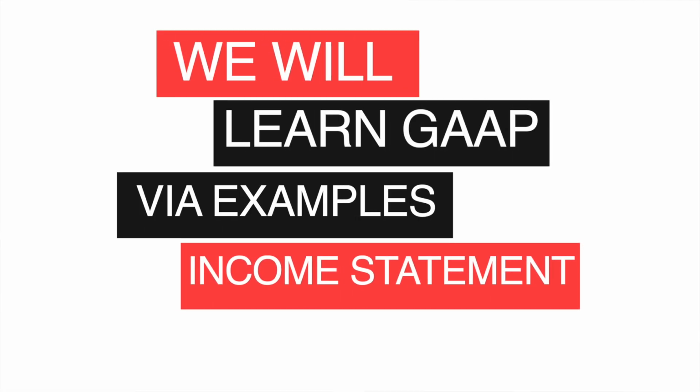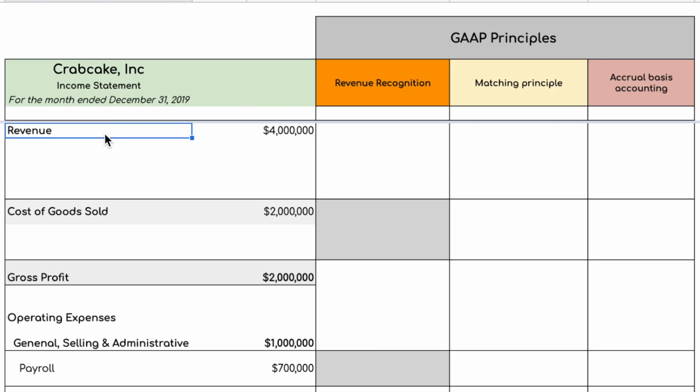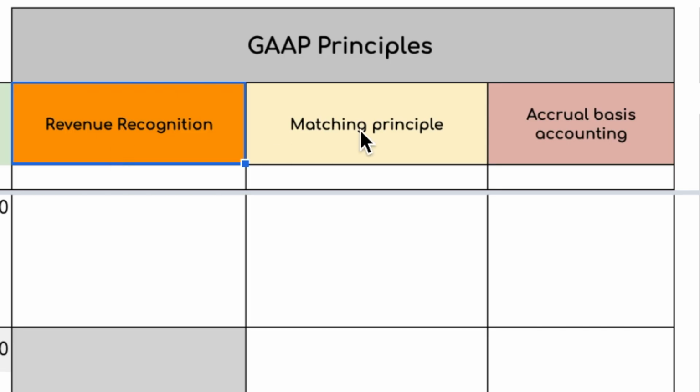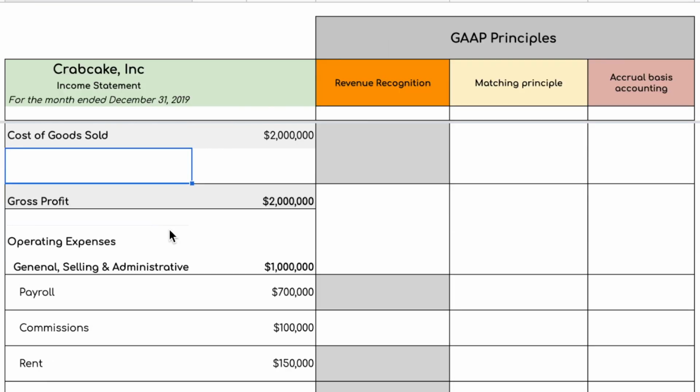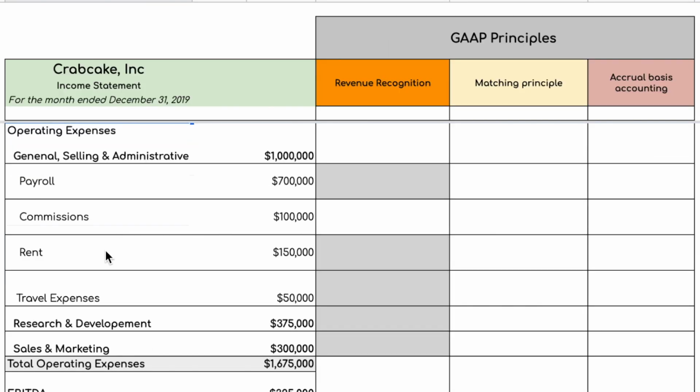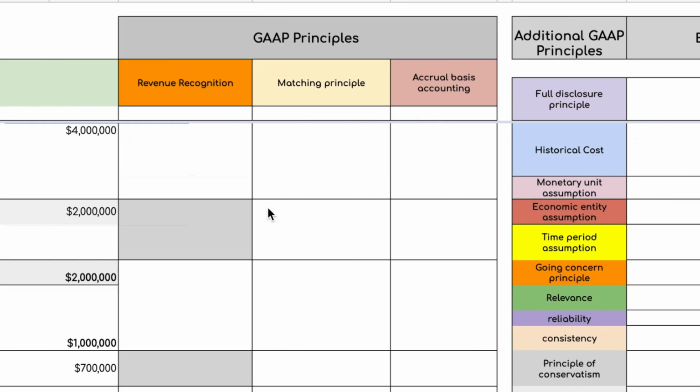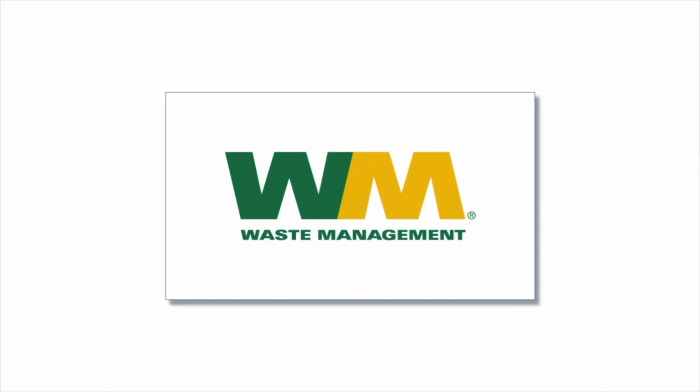Rather than bore you to death with definitions of GAAP principles, I'm going to actually go through the line items on the income statement and map each of them to the GAAP principles. So I'll be going through line items such as revenue and how that relates to the revenue recognition principle, matching, accrual basis accounting, and so on and so forth. And then we'll go down the income statement and show each of these line items and how they map into the GAAP principles. That's the topic of this video, so stick around.